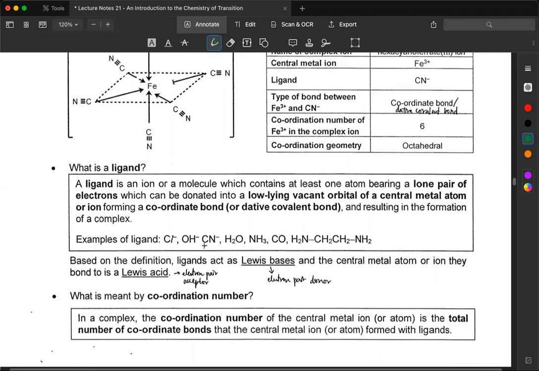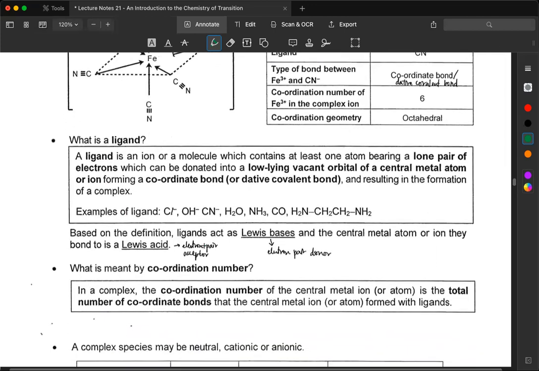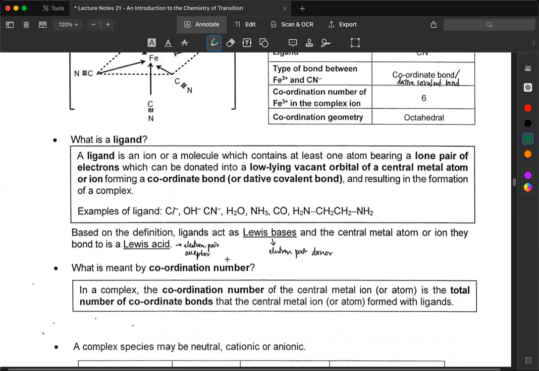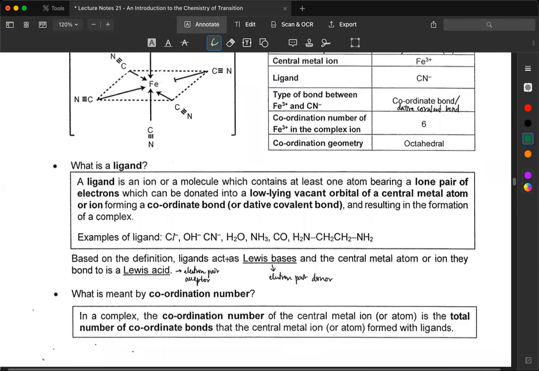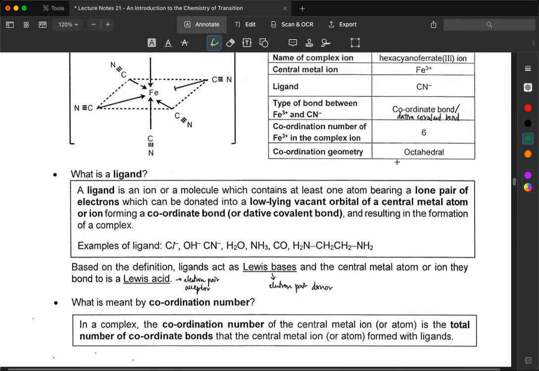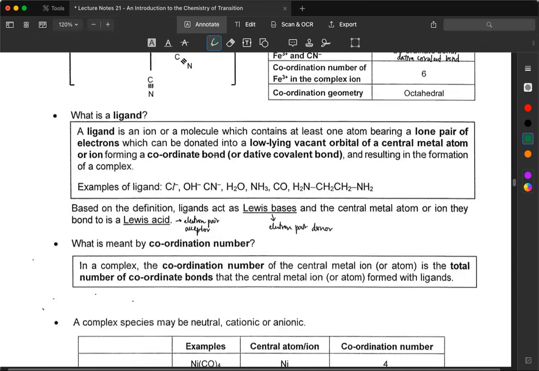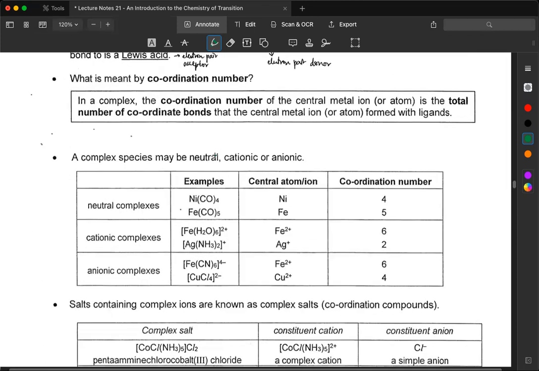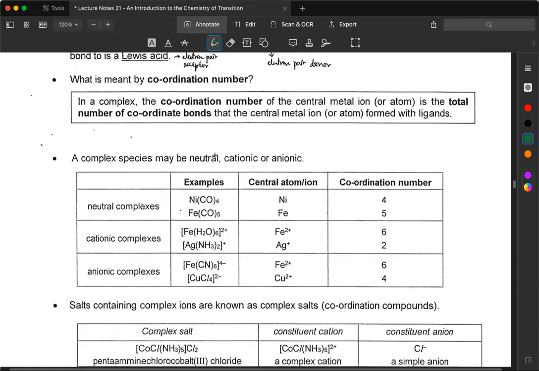So these are the common ligands that will be tested. Based on the definitions, ligands act as Lewis bases because they are donating their electron pair. The central metal atom or ion that accepts the electron pair is defined as a Lewis acid. Coordination number is the total number of coordinate bonds. In this case, it's 6 because we have 6 ligands bonded to the central metal ion here. A complex species can be either neutral, cationic, or anionic, depending on the ligands. So these are just some examples.